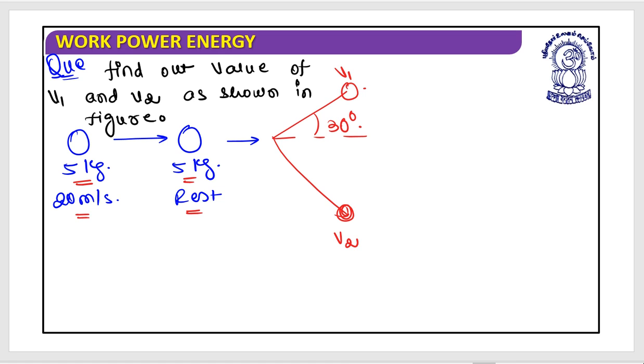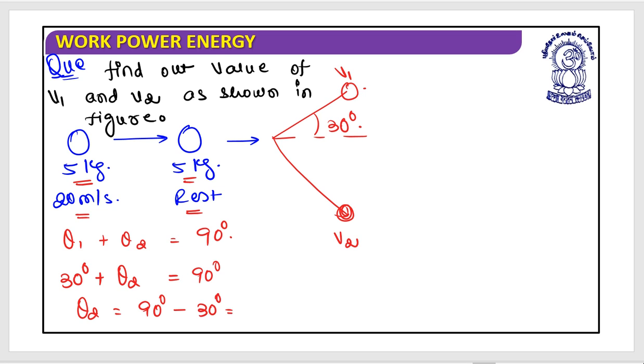So if this is the case, then I must understand that theta 1 plus theta 2 should be equal to 90 degrees. Yes, they must be moving at right angles to each other. This is 30 degrees, plus this theta 2, should be equal to 90 degrees. So theta 2 could be written as 90 degrees minus 30 degrees, and that would be 60 degrees.